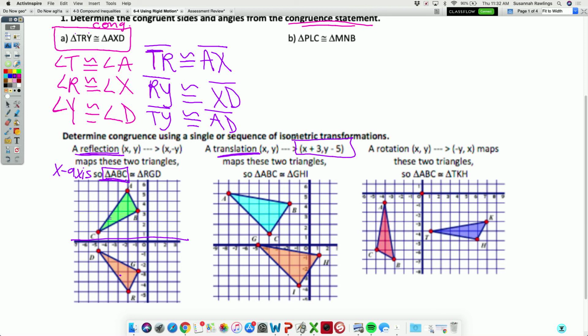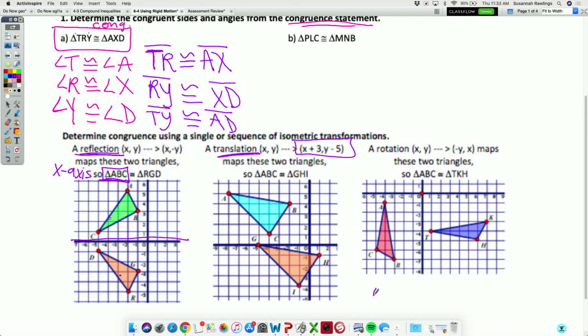This is a nice little review for us. Corbin? Aubrey? x plus 3 and y minus 5. Good. Sorry, I should have specified a little bit more. So that tells me a direction, right? So x plus 3 would tell me what direction? Right 3. Right. And then down 5. Good. So that tells me direction there. That's a translation. And then my last one is a rotation.